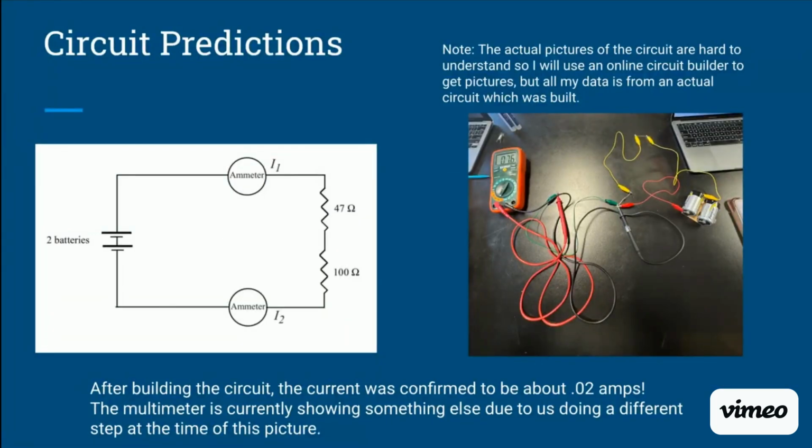In order to check that we predicted the right value, we then built the circuit, which is shown in the right picture, and we measured the current at both I1 and I2, and found the current was indeed 0.02 amps, indicating that the prediction was right. And just as a side note, since the pictures of our built circuit are very messy and hard to understand, I'm going to use pictures from an online circuit from now on, but the data is still from the actual circuit.